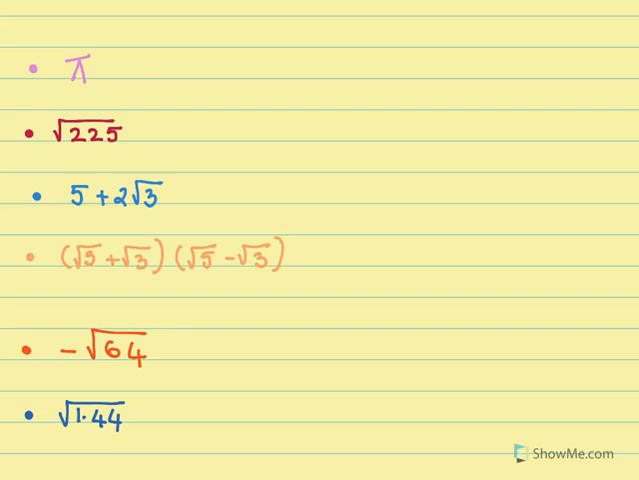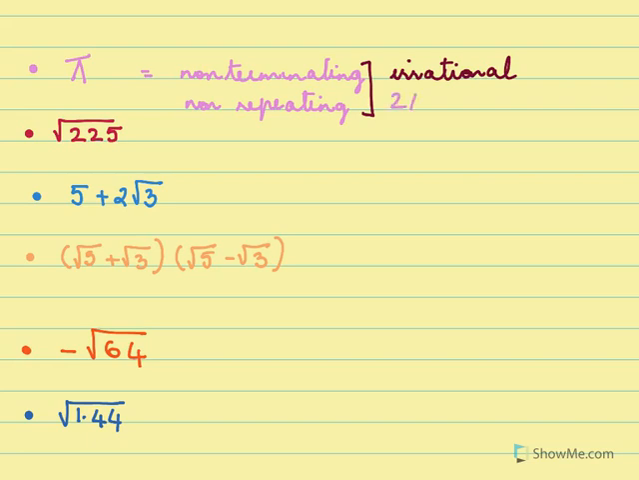Now for pi, remember pi is always a non-repeating, non-terminating decimal. So it will always be irrational. Even if they give you like 2 pi or 4 into pi, all these will be irrational. Now for the next one, you have under root 225, which is 15 into 15, so equal to 15. And we know 15 is definitely rational. So this is rational.